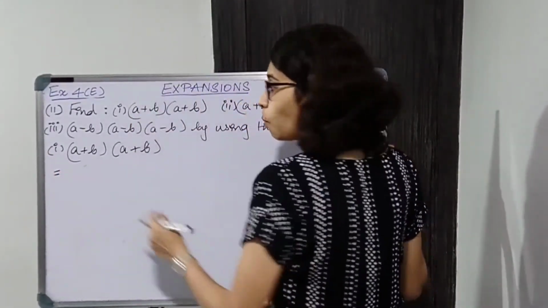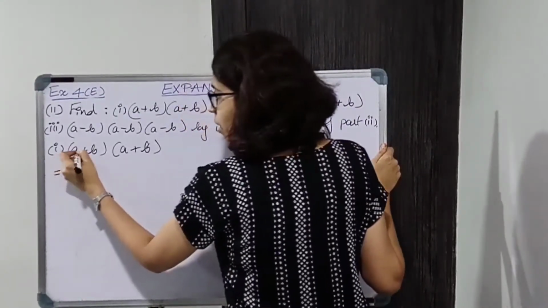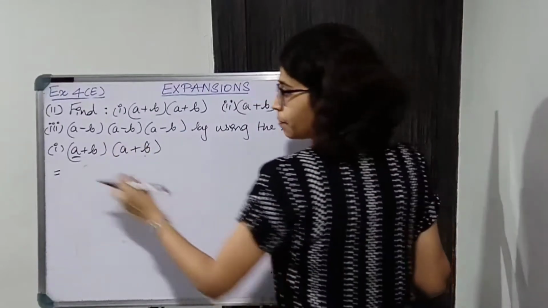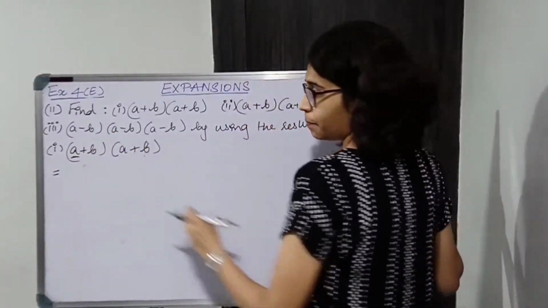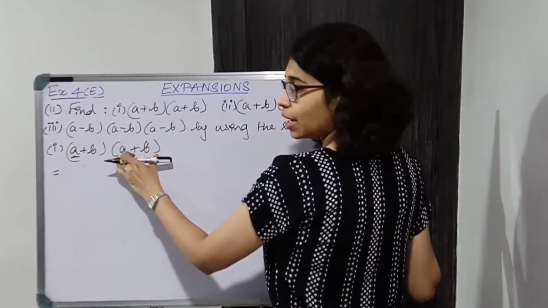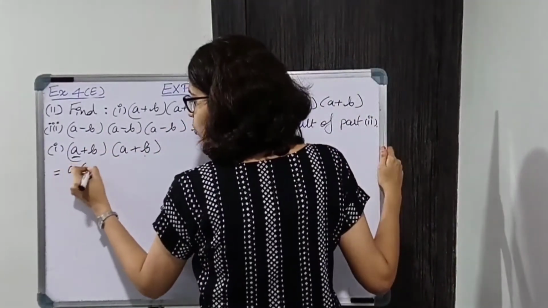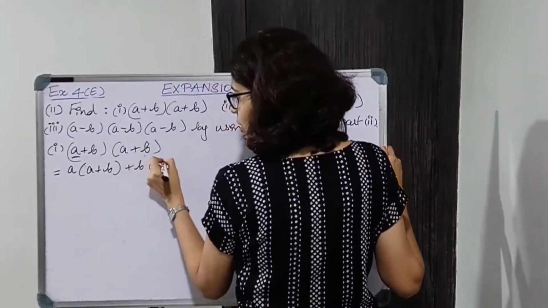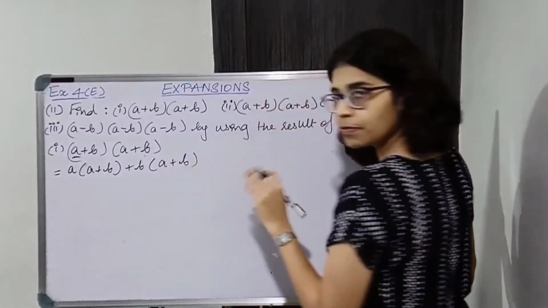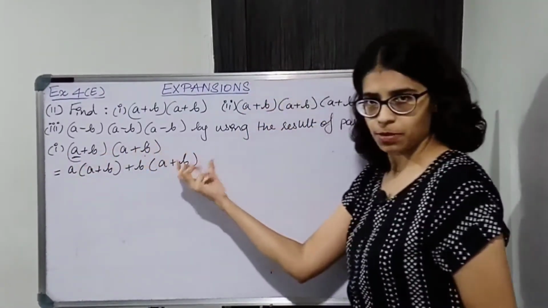So what we'll do, open the first bracket, consider the first term and multiply it with the second bracket. So first term into second bracket and second term into second bracket. So A into this bracket and B into this bracket. Okay, so A into A plus B plus B into A plus B.